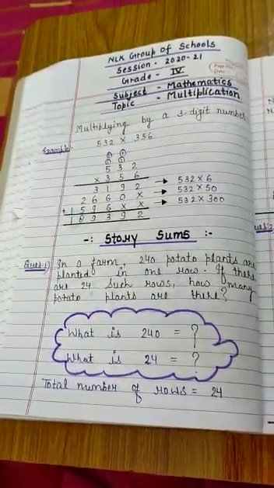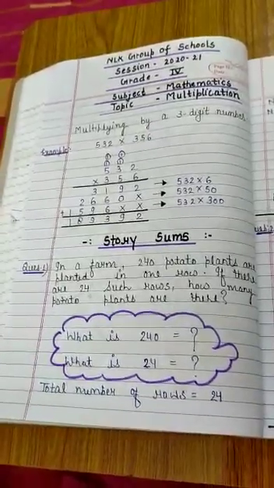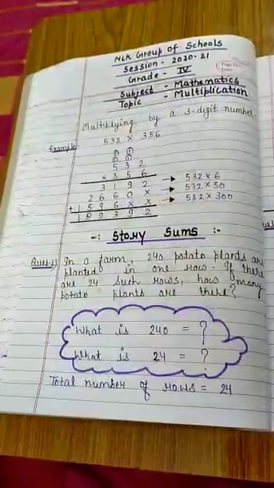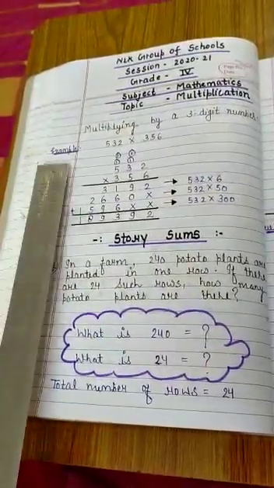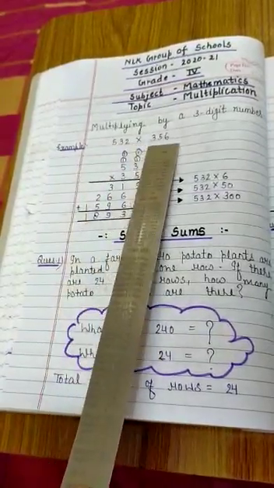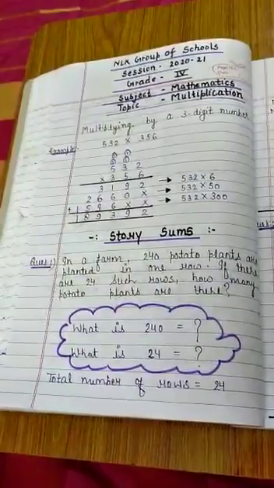Children, in the previous class, we learned how to multiply a number by a one-digit number and a two-digit number. In today's class, we are going to learn how to multiply a number with a three-digit number. Let's take an example. Here we have to multiply 532 by 356. So how will we proceed?